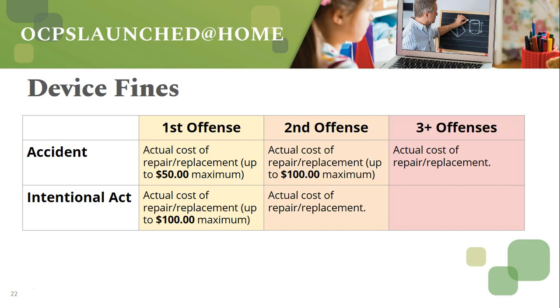Device fines are as follows. For accidental damage, the first offense is the actual cost of repair or replacement up to a $50 maximum fine. The second offense is the actual cost of repair or replacement up to $100 maximum. For 3+ offenses, the fine will be the actual cost of repair or replacement of the device. For intentional acts, the first offense is the actual cost of repair or replacement up to $100 maximum, and the second offense will be the actual cost of repair or replacement of the device.